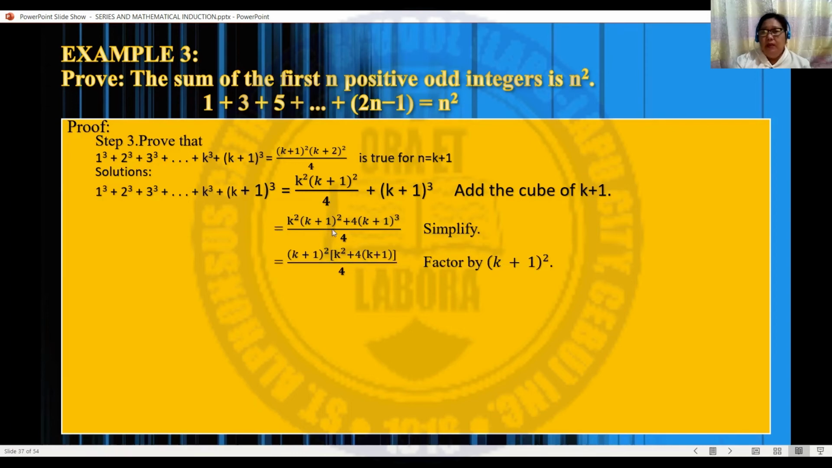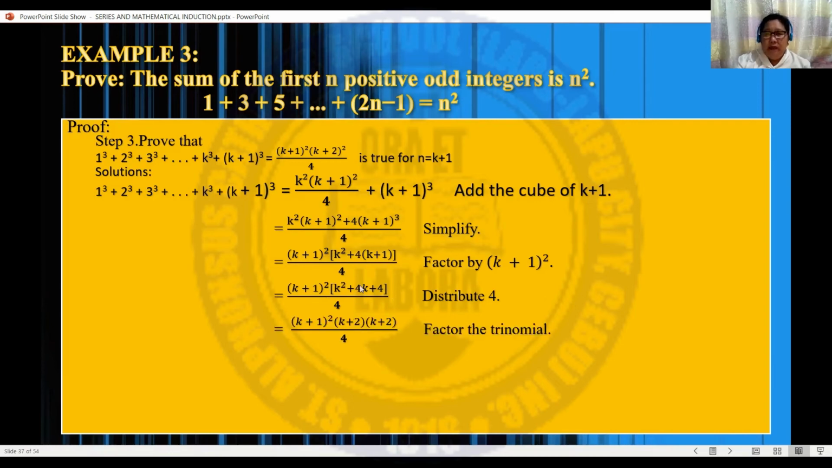And then you can factor out the square of k plus 1. So here, what we have is k squared times the square of k plus 1 divided by the square of k plus 1 is k squared, plus 4 times the cube of k plus 1 divided by the square of k plus 1 is equal to k plus 1, then over 4. And then you multiply 4 by k plus 1, so you have 4k plus 4.